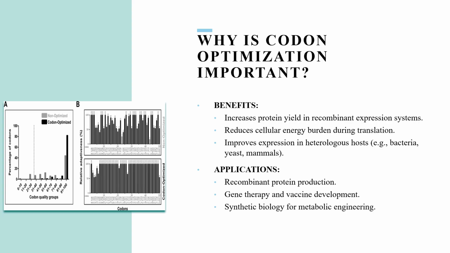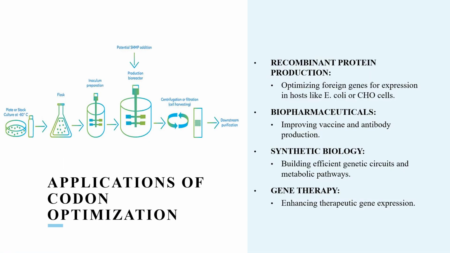I also elaborate a flow diagram in which codon optimization and non-codon optimization are compared, and the flowchart will describe the non-codon and codon optimization table. And then we will discuss recombinant protein production and its importance in our biology. Optimizing foreign genes for expression in hosts like E. coli, CHO cells, biopharmaceuticals, synthetic biology, and gene therapy.